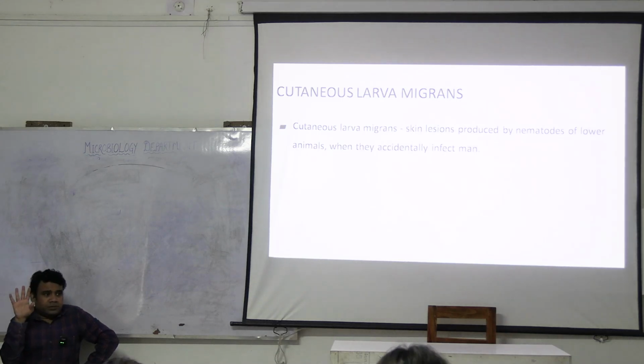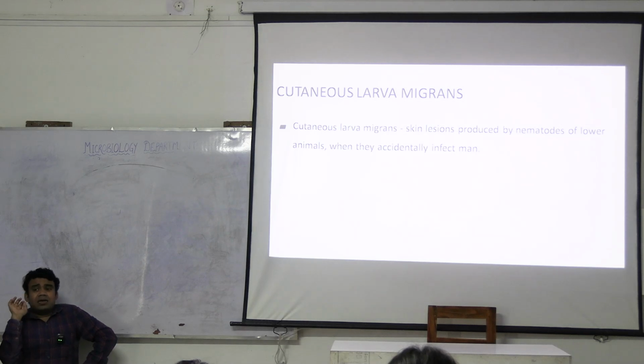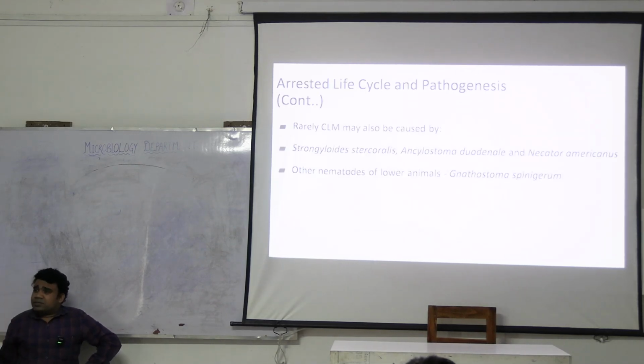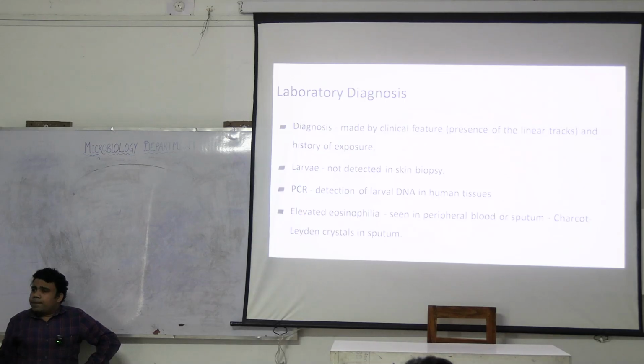Animal hookworms, they fail to complete the life cycle. Hence, when they move in the cutaneous area, their development is arrested and there is inflammatory reaction. এই inflammatory reaction এর জন্য একটা serpiginous, means snake like lesions on the skin হয়, সেটাকে বলা হয় cutaneous larva migrans. Okay.